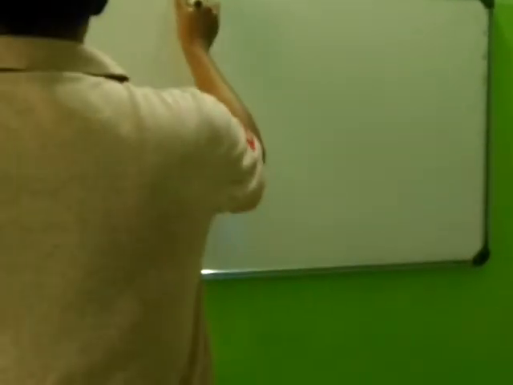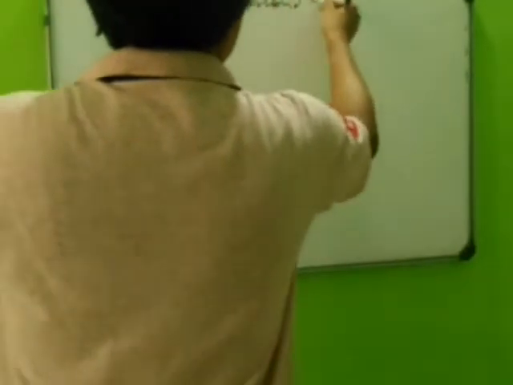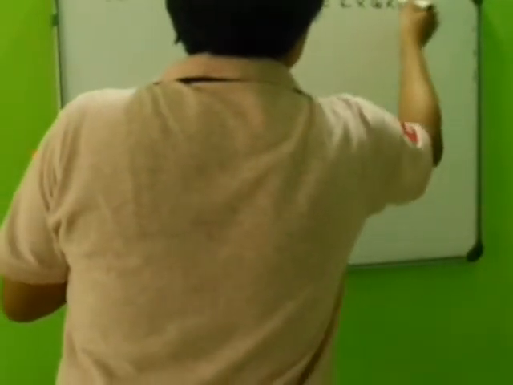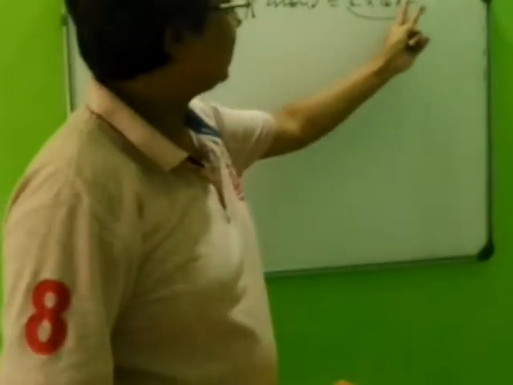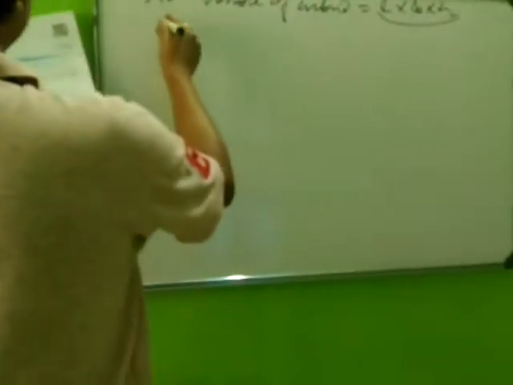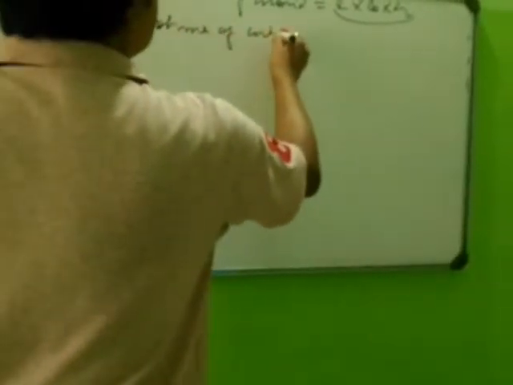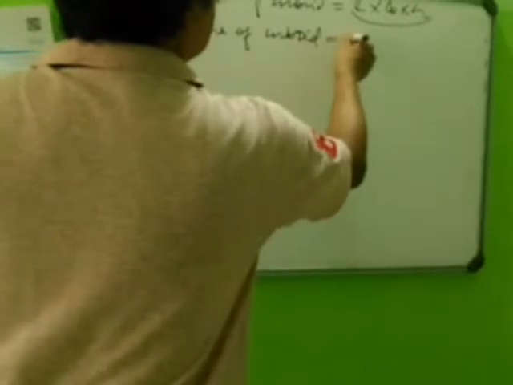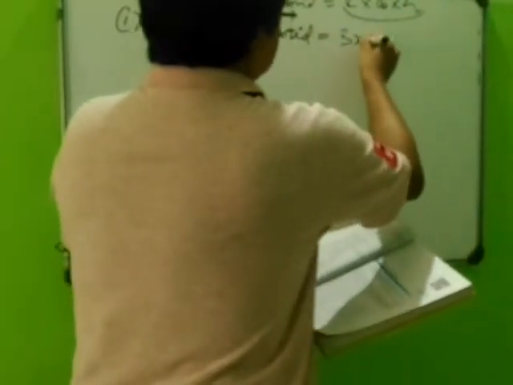So here volume of cuboid equals length into breadth into height. So here the number of factors is 3: length, breadth and height. So you will need to tell 3 factors. Number 1, volume of cuboid equals 3x squared minus 12x.